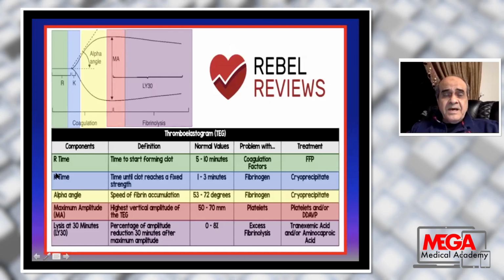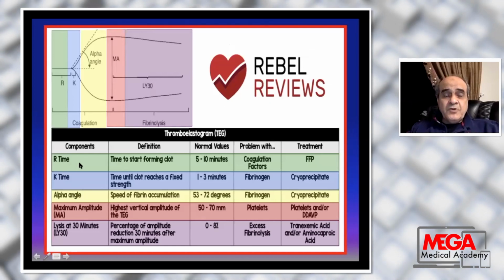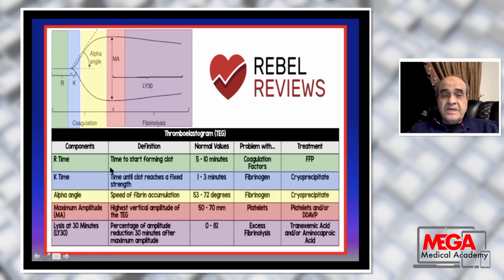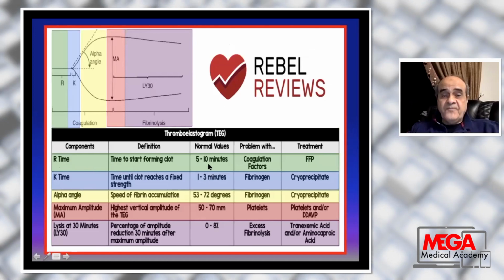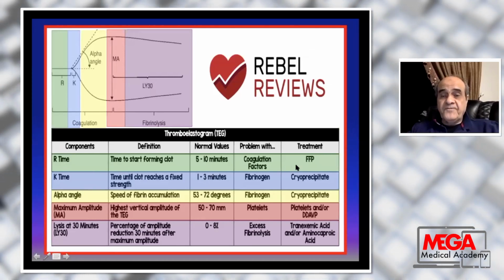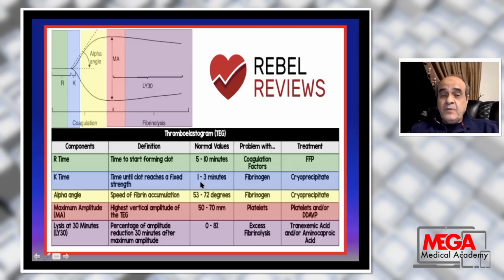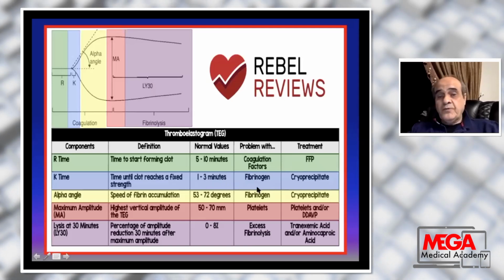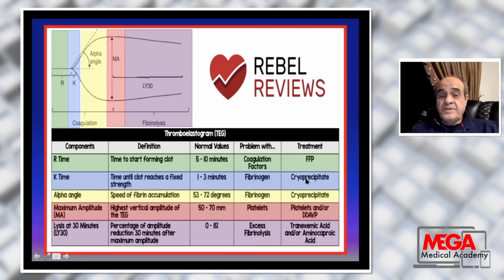This is clarifying the normal values. R time is about 5 to 10 minutes. If prolonged, we have to give fresh frozen plasma. K time is 1 to 3 minutes. If prolonged, we can give fibrinogen or cryoprecipitate.